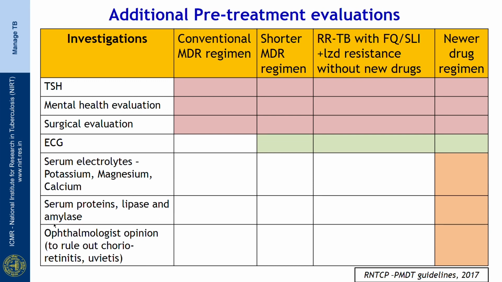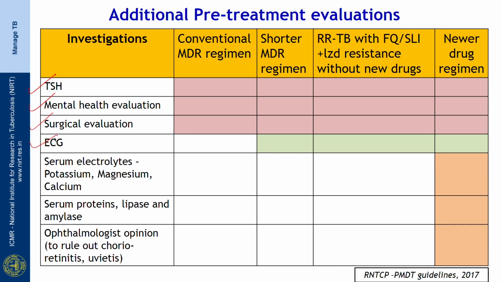In addition to those baseline investigations, it is important to do TSH because drugs like ethionamide and PAS can cause hypothyroidism. So, it is important to monitor the thyroid function. Mental health evaluation has to be done. Drugs like cycloserine are potentially prone to cause psychiatric complications. Surgical evaluation has to be done for all patients.